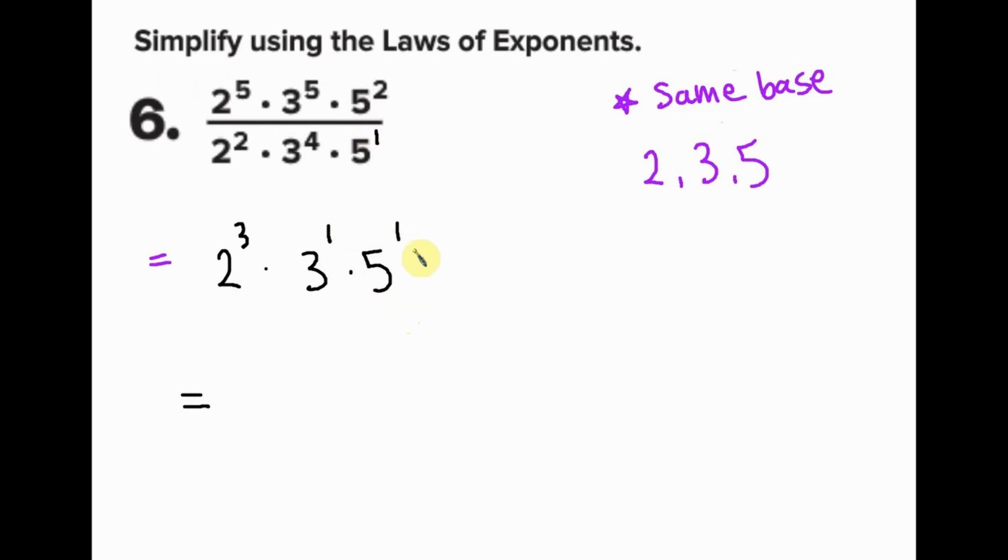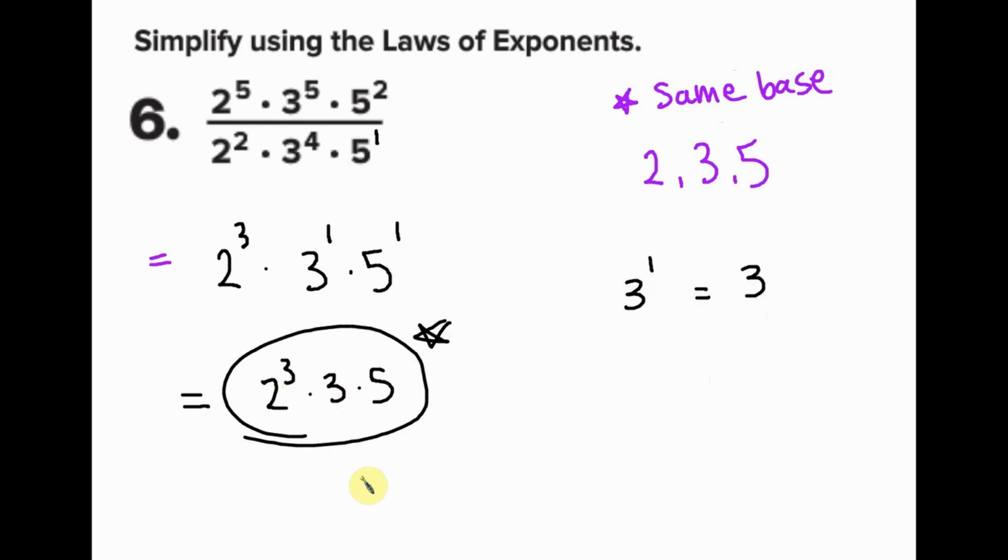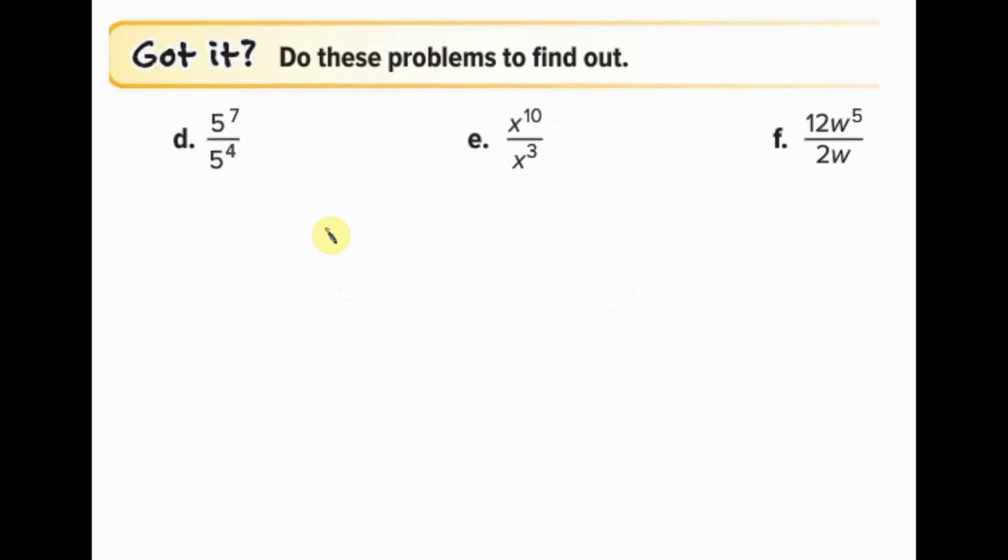In general, we don't really write 1 as a power, because if you had 3 to the 1 power, this is just the same as 3. So in here, if I simplify, I will get 2 cubed times 3 times 5, and this is a simplified expression of number 6. These are the practice problems that you can try.